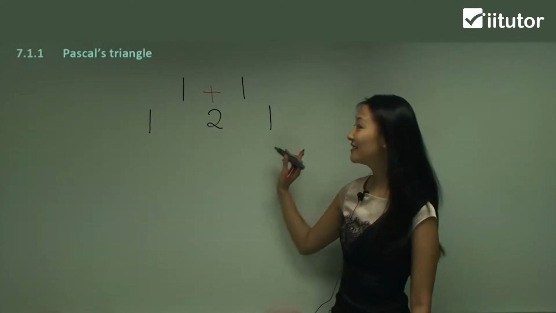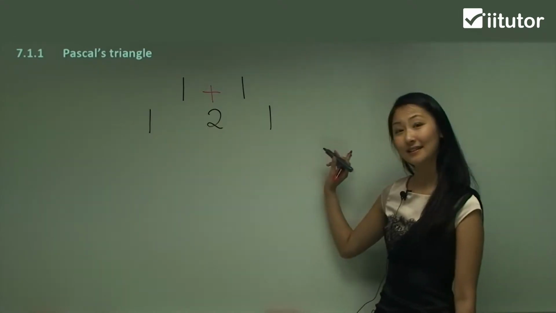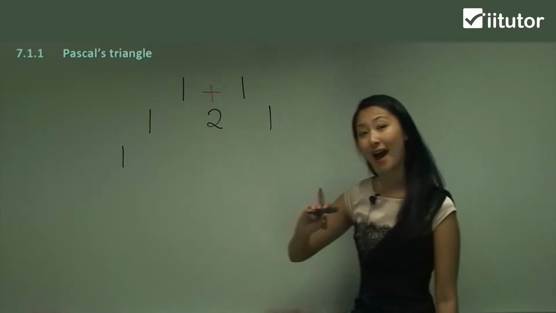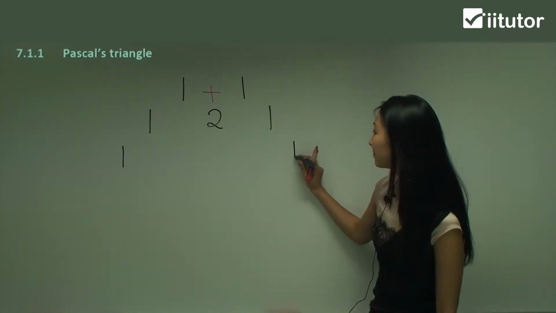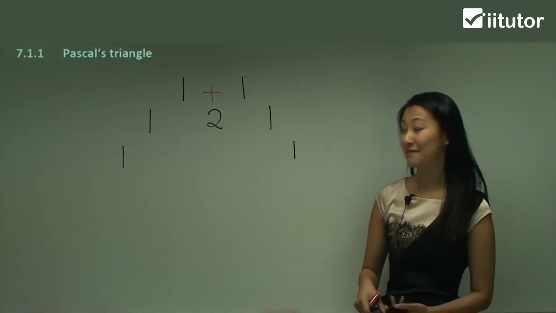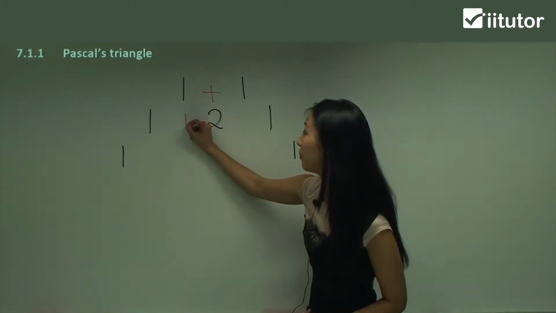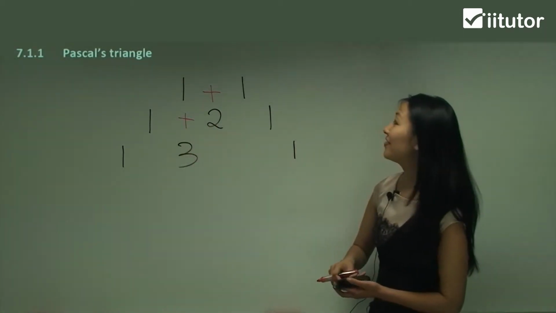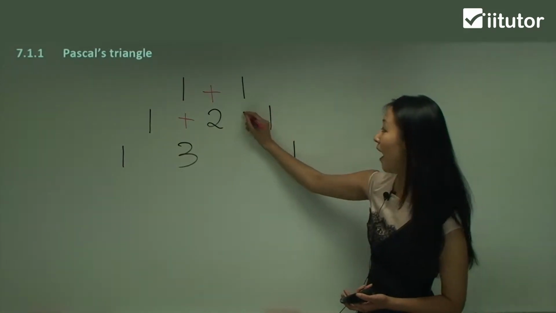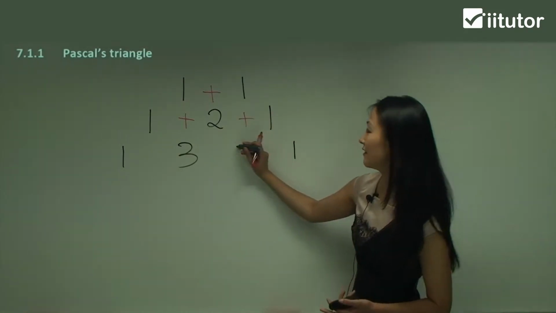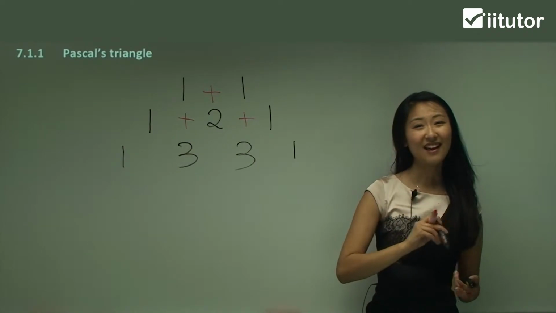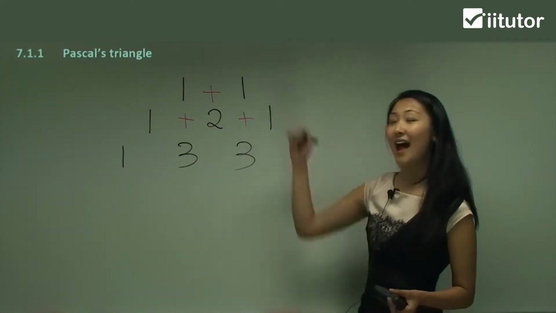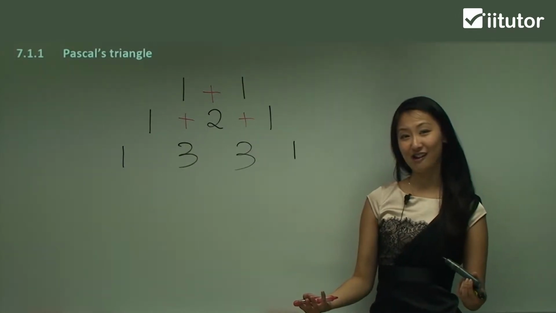All right, so let's find out the next series of numbers. Remember, it always starts off with 1 and it always ends with 1. And to find the numbers in the middle, we add together 1 and 2. So that should give us 3, right? And add together 2 and 1. So that should give us 3 as well. Yeah? And now can you see how it forms that triangle shape? And that's why we call it the Pascal's triangle.